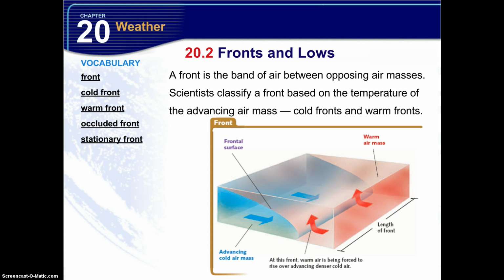Now, if you look at the frontal surface, it isn't just a nice big straight up wall. Notice how it curves along, right here, in between the two air masses. This entire thing is the actual front. But on a weather map, we're just going to look at the front right here along this line, where the first part of the cold air mass is coming in contact with or opposing the other air mass. So at this front, warm air is being forced to rise above advancing denser cold air. That cold air is more dense, warm air is rising because it's less dense.